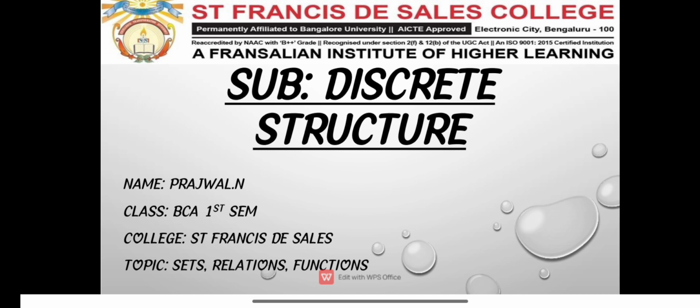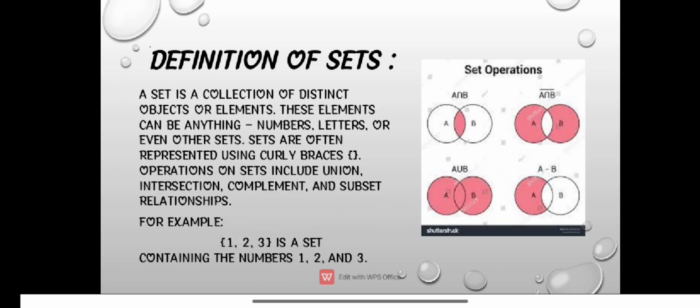Today I'll be explaining about sets, relations and functions. First, let's move on to the definition of sets. A set is a collection of distinct objects or elements. These elements can be anything: numbers, letters or even other sets. Sets are often represented using curly braces.